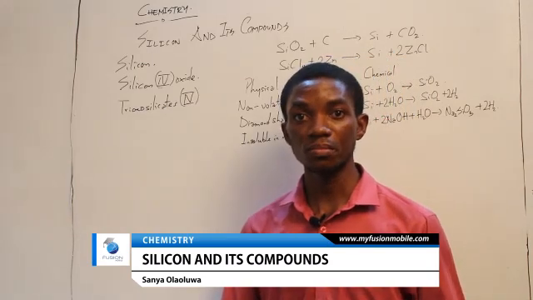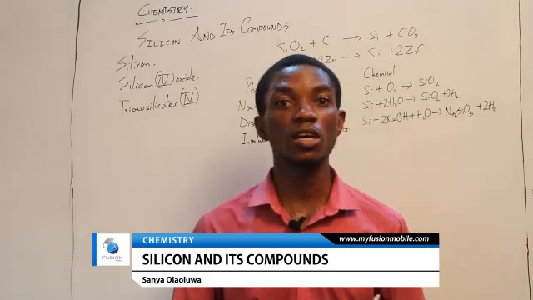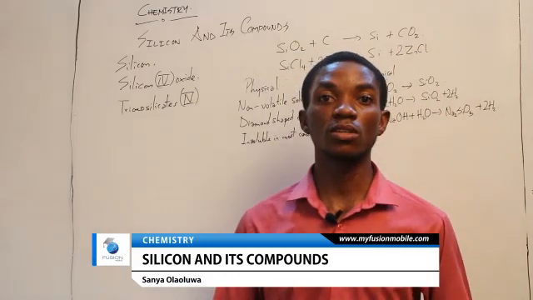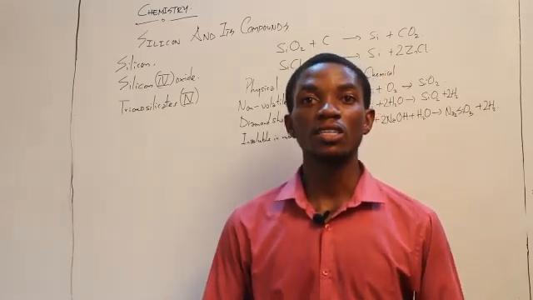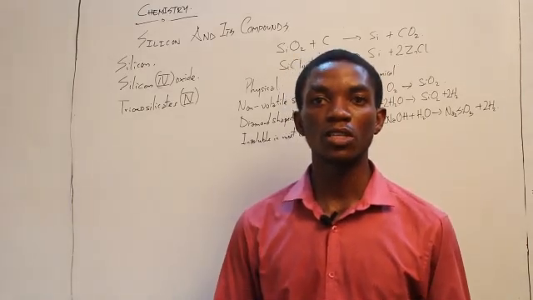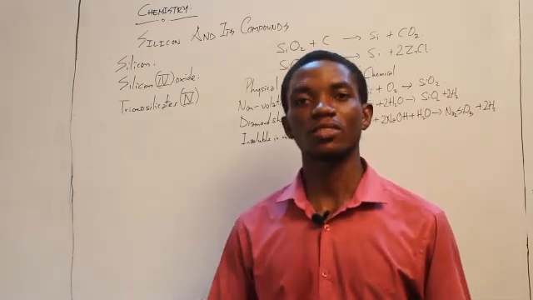Alright, let's go on. Silicon. Silicon is one of the very abundant substances on Earth. It is one of the major constituents of the mountains, the rocks, and the land that we see. The landform is made up of silicon, actually silicon oxide, but silicon is part of it.